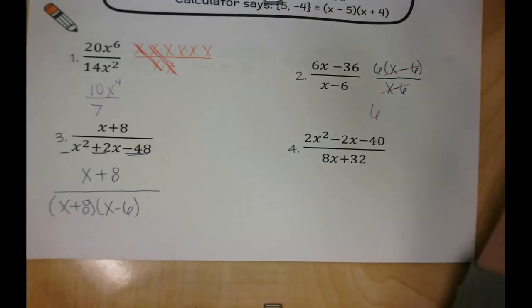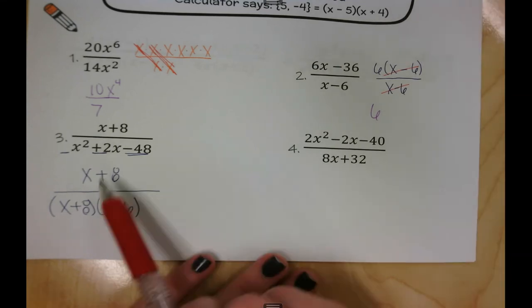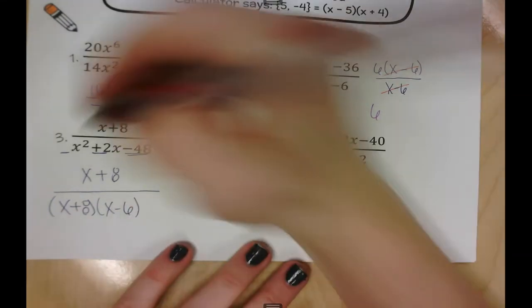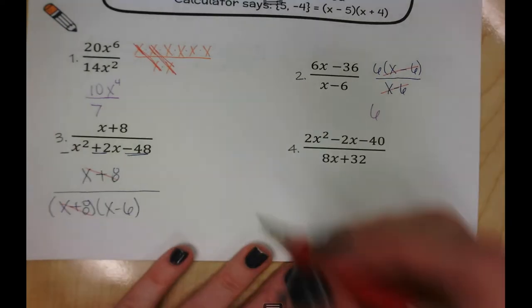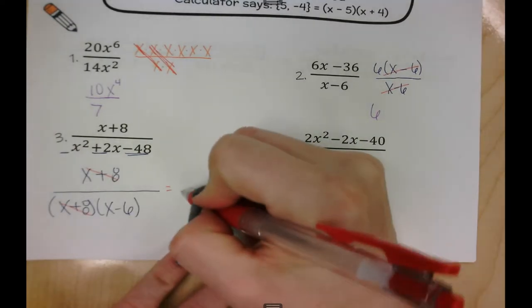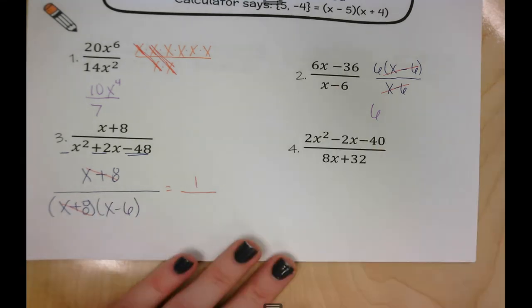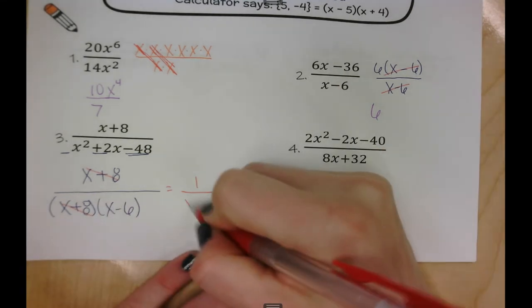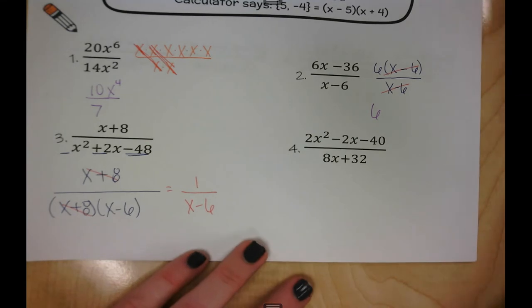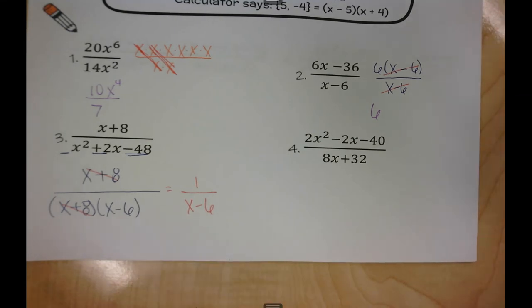So we've got a bunch of binomials, so it's time to eliminate. We've got an x plus 8 on top, x plus 8 on bottom. Those can eliminate, and what are we left with? Remember, there's nothing here that's really a 1 for our fraction, and then we've got x minus 6 on bottom. All right.